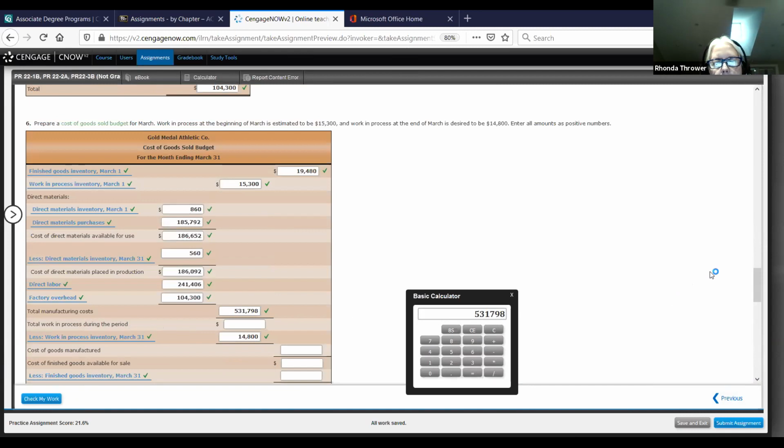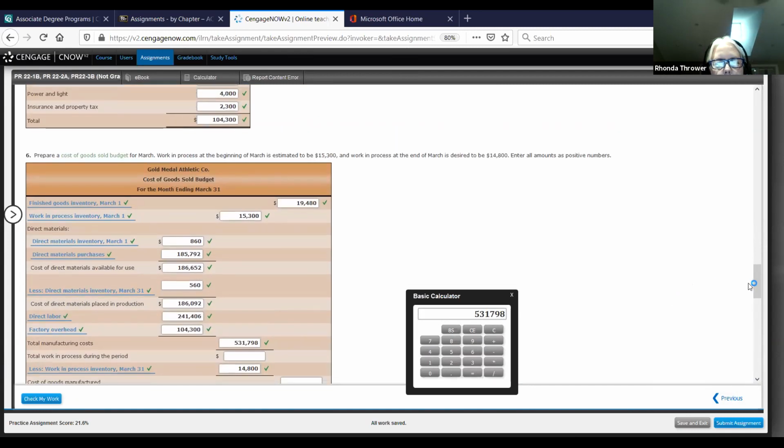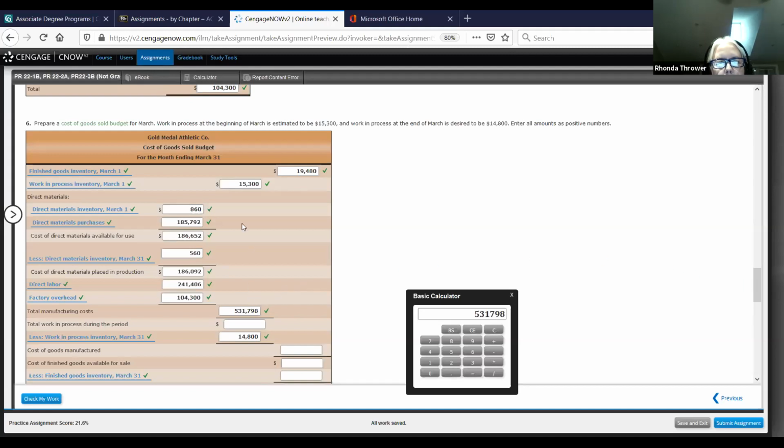And then what we need to do is figure the total work in process during the period. And the work in process during the period is our beginning work in process inventory, plus the total manufacturing cost. So this column right here is added together. So I'm going to add 15,300. And that's going to give me 574,098. And again, it might be a good idea to check your work.